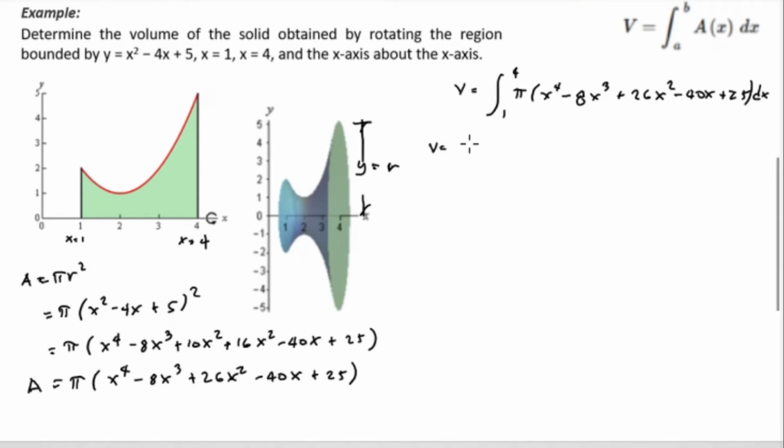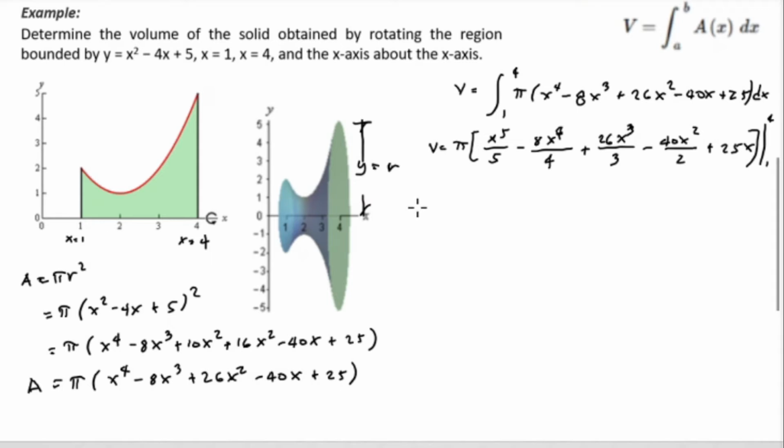Volume is equal to pi, and we have x exponent 4, by the power rule it is equivalent to x exponent 4 plus 1, which is 5, so x exponent 5 all over 5, minus 8x exponent 3 plus 1, or 4, all over 4, plus 26x exponent 2 plus 1, or 3, all over 3, minus 40x exponent 1 plus 1, or 2, all over 2, plus 25x, close parenthesis, and we have the limits from 1 to 4, and then we simplify.